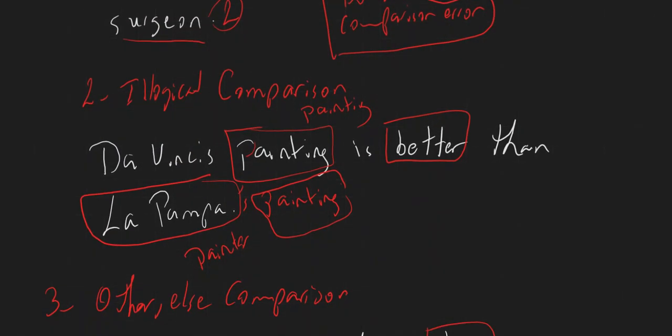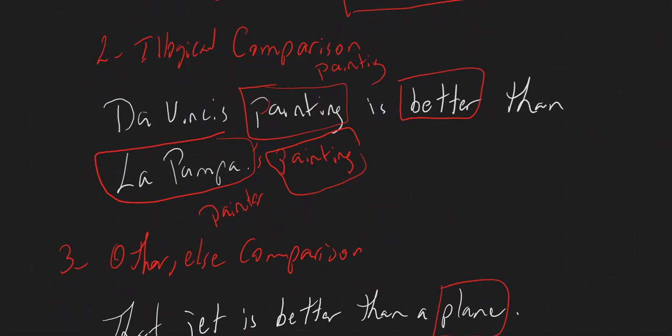And the illogical comparison error happens when we compare two things not in the same category. So here in this example, we're comparing the painting with a painter, and that creates a problem of illogical comparison. To solve that, we either use the possessive form, like La Pampa's painting, or I can use the that clause. Da Vinci's painting is better than that of La Pampa. Either one would solve the problem. So I can either use the possessive to show a relationship of ownership, or I can use that of to solve the problem of illogical comparison.